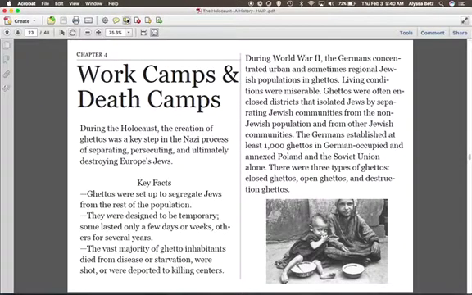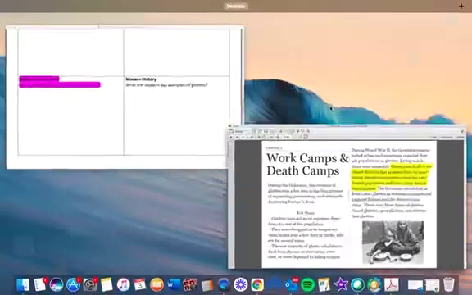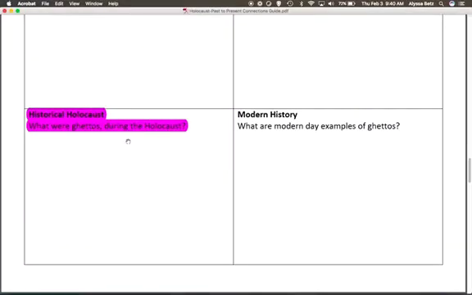Taking a look at key information to transpose over to our graphic organizer, these were temporary districts that were set up in order to isolate Jews by separating them from the rest of the population. Originally, this was used as a segregation technique so that the Jews could be found easily and then eventually taken to the work and death camps. So this piece here, we should be putting in this box.